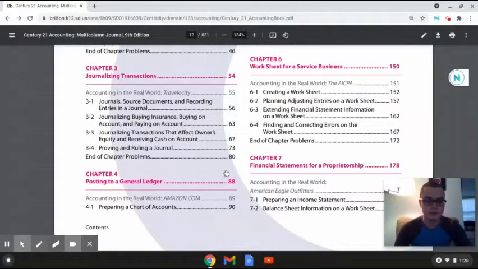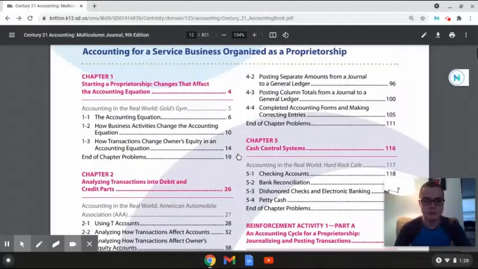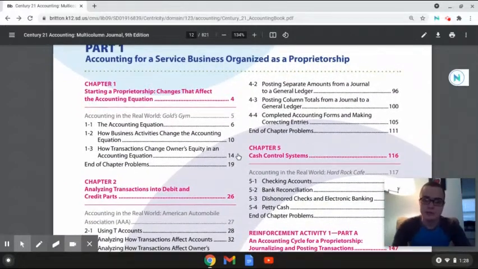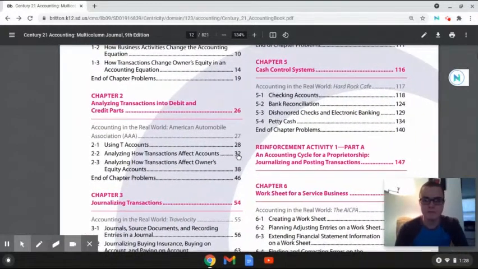Then we'll be moving on to Chapter 4, where we'll be learning about how to post to a general ledger. So we'll be learning about how to prepare a chart of accounts, posting separate amounts from a journal to a general ledger, posting column totals from a journal to a general ledger, and completing accounting forms and making correcting entries.